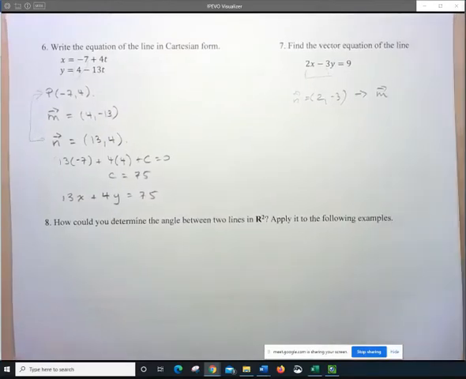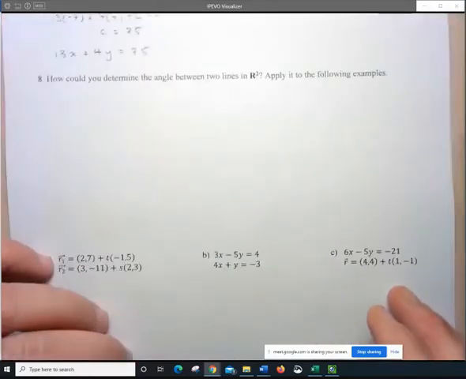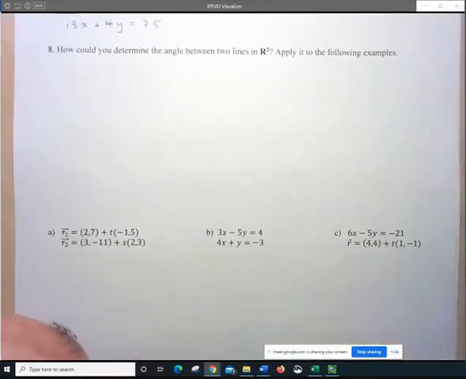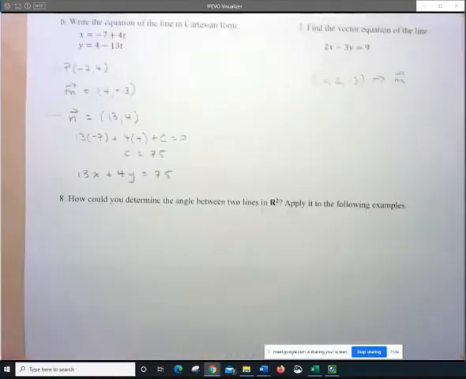And the last thing we're going to do for this section is finding the angle between two lines. Okay, so let's say two different lines. Oh, yeah. The question back up at question 6.